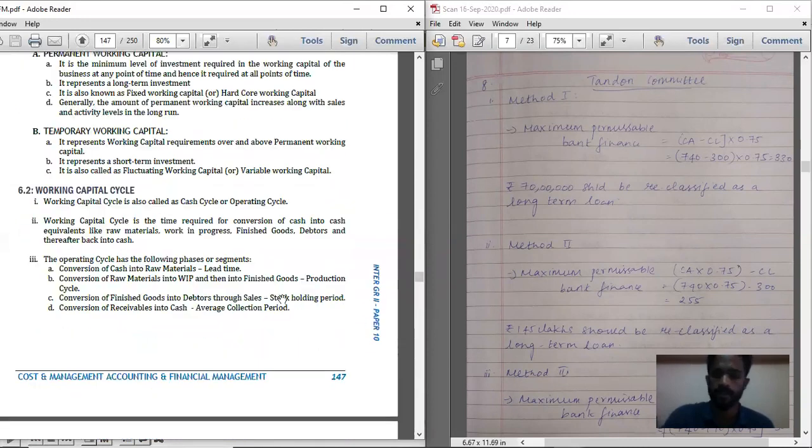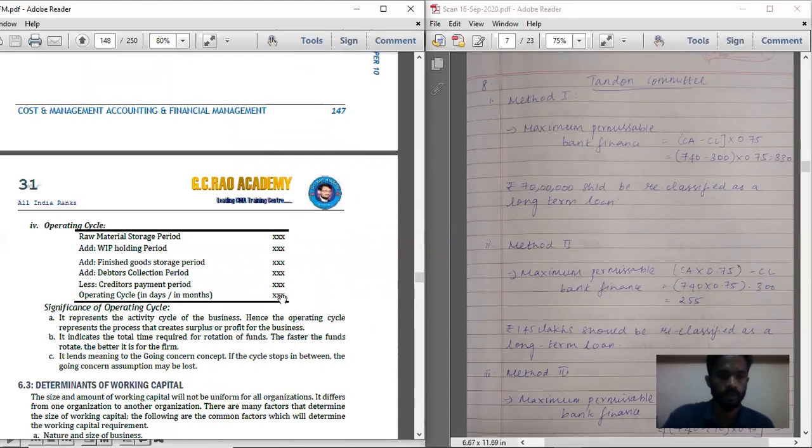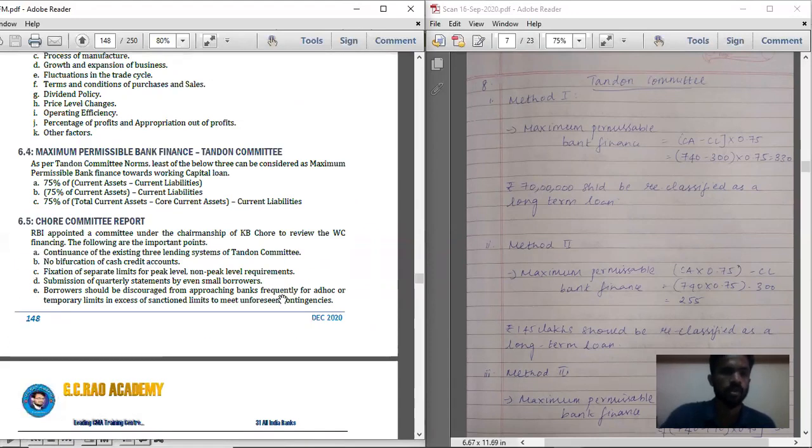What is this Tandon committee? Take page number 148. 6.4, maximum permissible bank finance, Tandon committee. These are the three formulas for calculating the amount of loan that can be given as a working capital loan to any company or any corporate structure. This is called the Tandon committee.